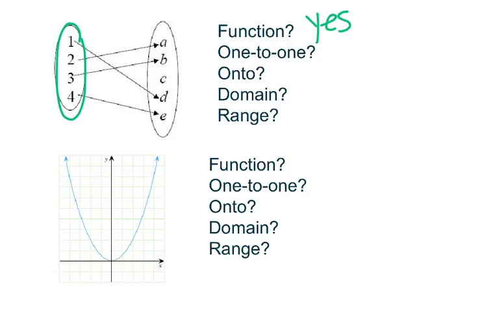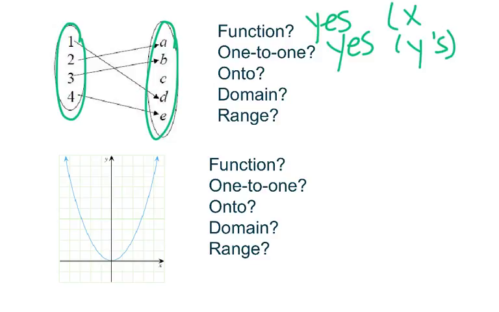1-to-1 means that no y's can be reused. So now I'm looking over here and I'm seeing, are A, B, C, D, or E, do any of them have more than one x value coming and getting mapped to it? And in this case, the answer is no. So that makes this 1-to-1. Okay, so again, 1-to-1 if none of the y's repeat. So this goes with y's. And function if none of the x's repeat. So function goes with x's.